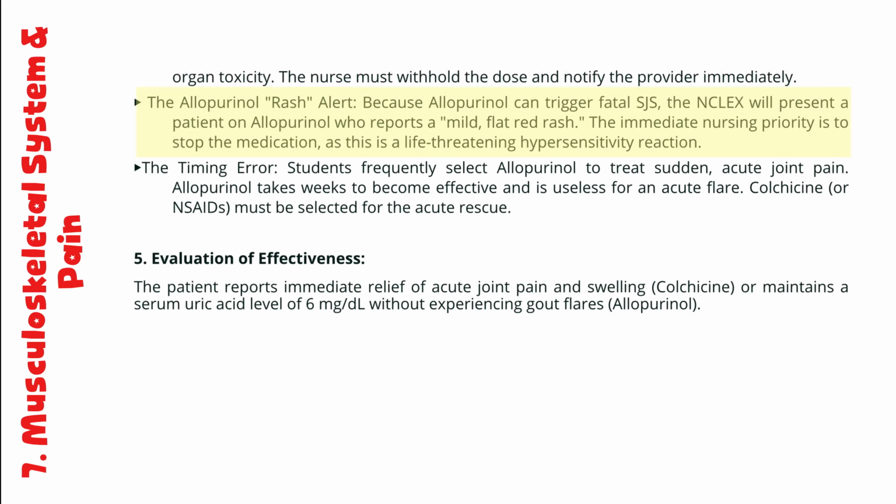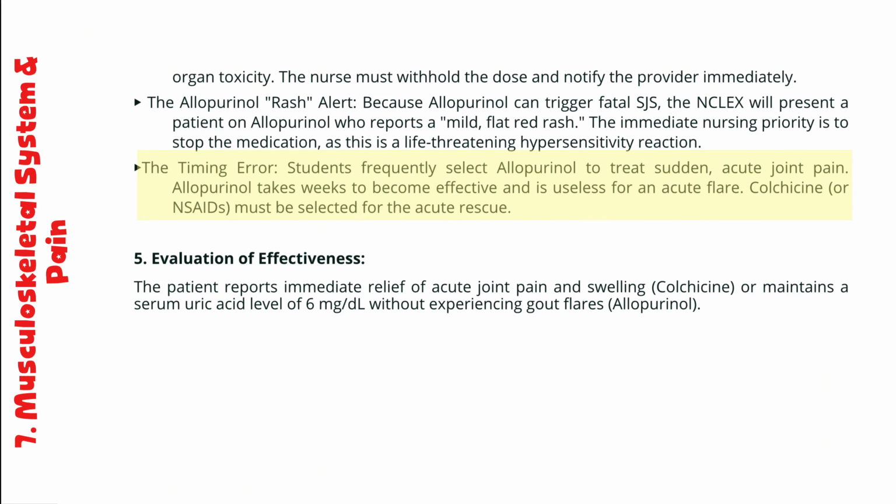On allopurinol, even a mild flat red rash is a stop-the-drug emergency, SJS risk. And allopurinol takes weeks to work. It's useless for an acute flare. Colchicine and NSAIDs are the acute rescue.